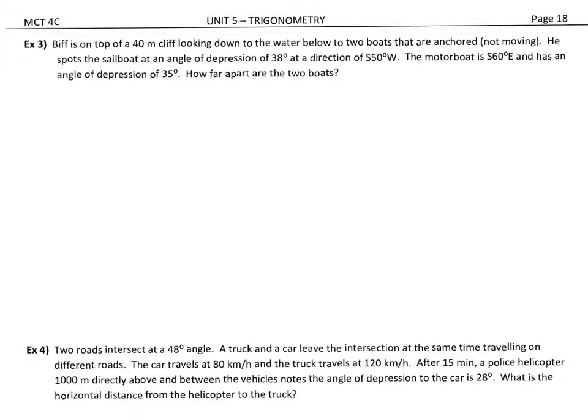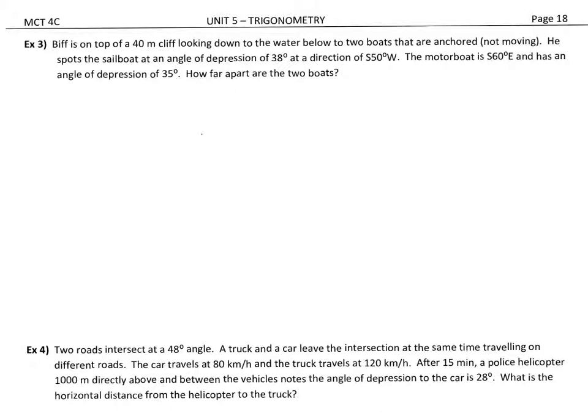On to example 3 of our 3D trig problems. Biff is on the top of a 40-meter cliff looking down to the water below to 2 boats that are anchored in the water. They're not moving. He spots the sailboat at an angle of depression of 38 degrees at a direction of south 50 degrees west, and the motorboat is at a direction of south 60 degrees east and has an angle of depression of 35 degrees. How far apart are the 2 boats?